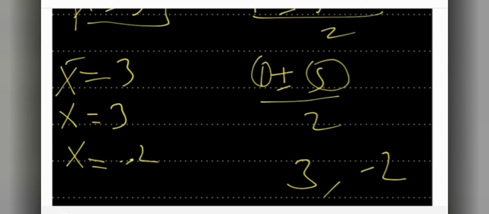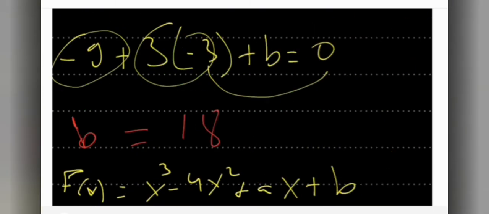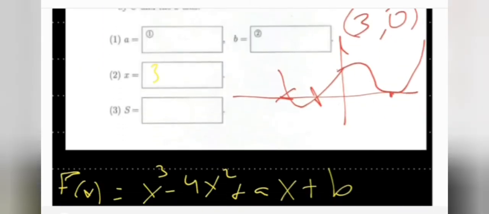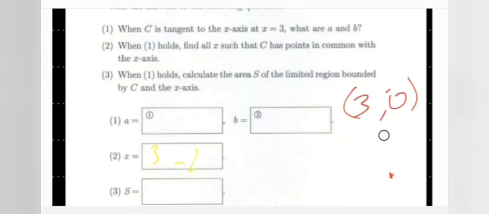So we have a double root at 3, okay? So our x roots are 3 and minus 2, okay? So these are our points, okay? So over here it is 3 and minus 2, okay? So now for the last question we are going to use calculus, okay? Again, we are going to use integrals, okay? And a was minus 3 and b was 18, okay?